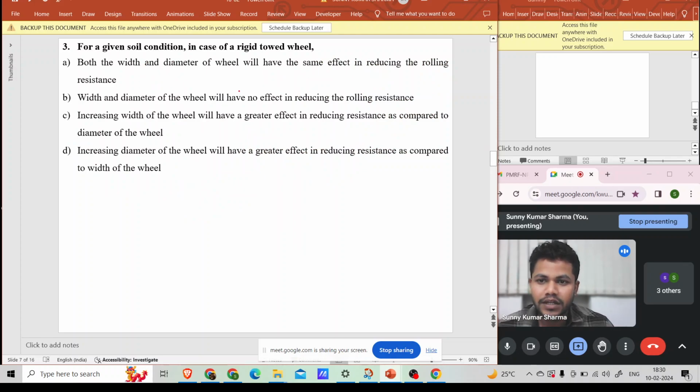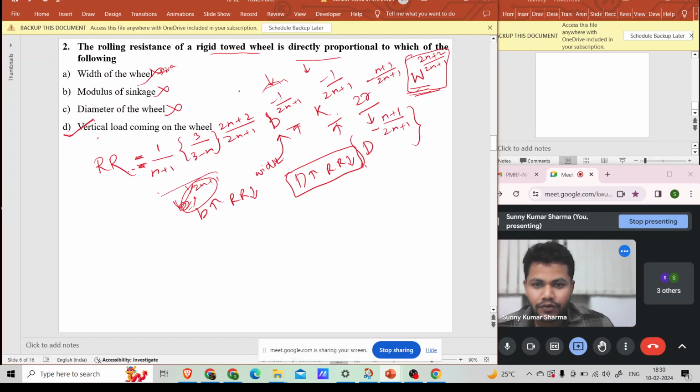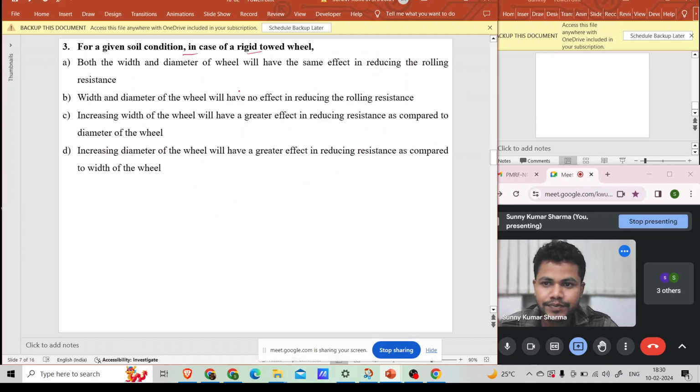So for a given soil condition, this is a very theoretical question. In the case of a rigid torque wheel, for a given soil condition, not theoretical. This is also something we have discussed right now. From this expression, you will be able to solve this question very easily.